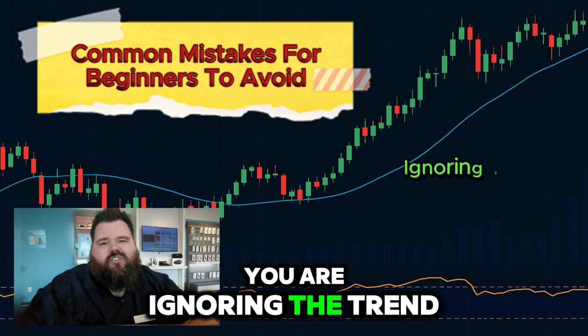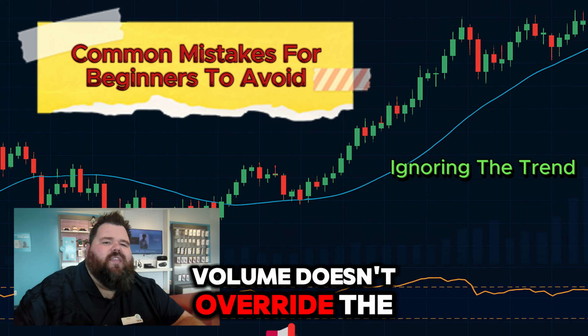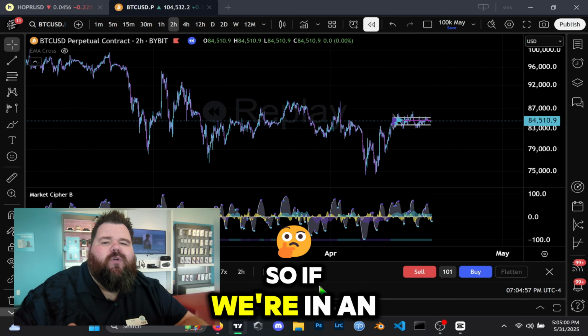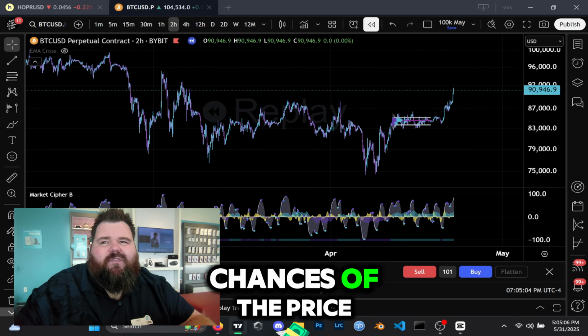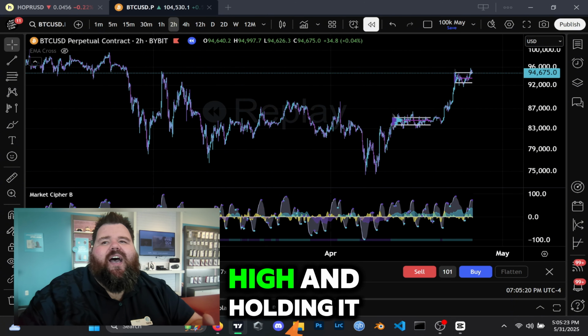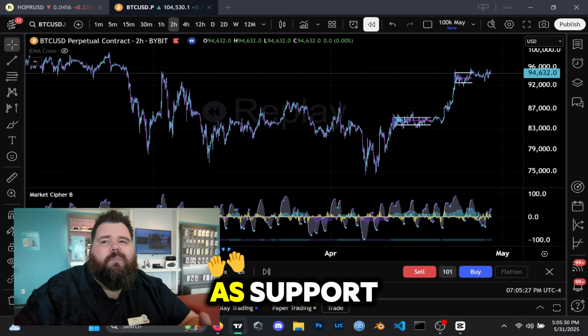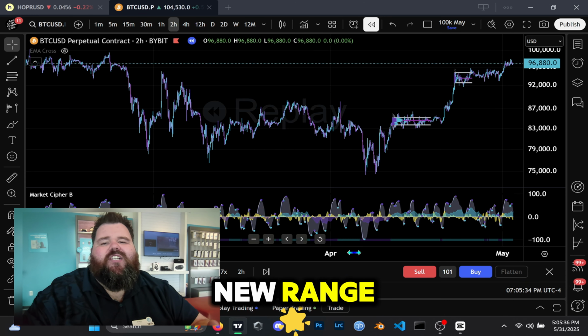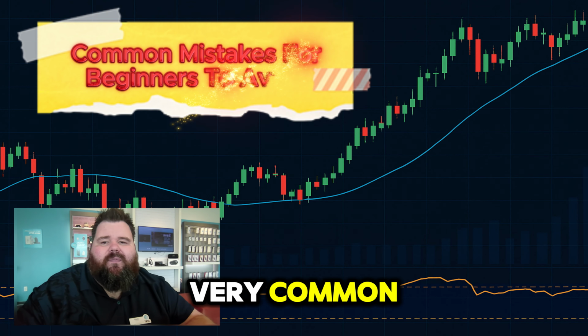You are ignoring the trend. Volume doesn't override the market direction. So if we're in an uptrend, chances of the price going from the volume area low, flipping the volume area high and holding it as support, and then finding a new range, well, that's going to be very common.